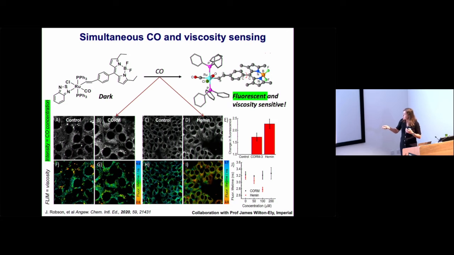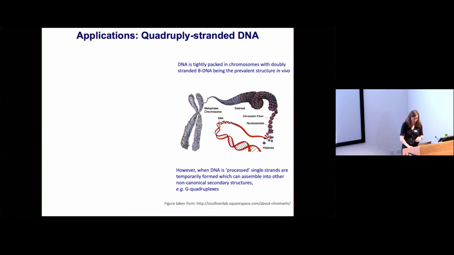So the lifetime with the CORM is stable. So CO is being produced, but nothing happens in the cell. Viscosity is not changing. But in the presence of heme, which we take as a model for inflammation in some crude kind of way, we see a reduction in lifetime, so a reduced viscosity, which we now think is associated with radical production under these conditions.